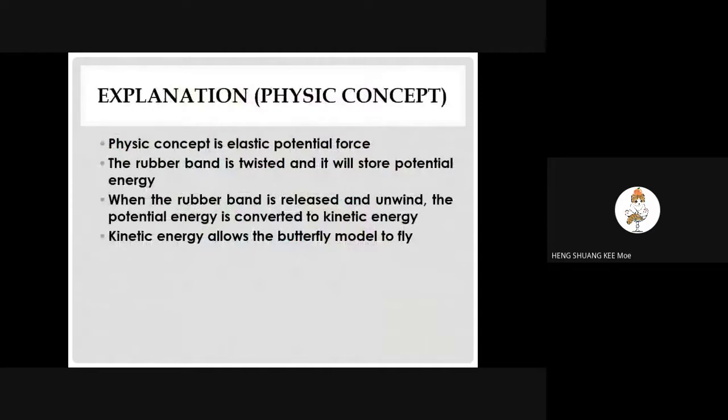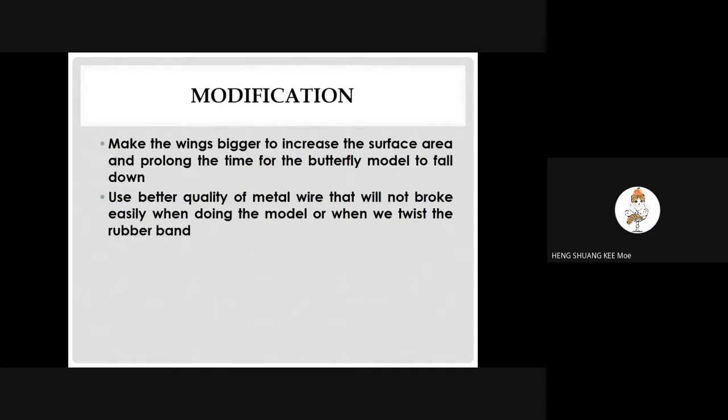Okay, now is my explanation about the physics concept. My physics concept is elastic potential energy. The rubber band is twisted and it will store potential energy. When the rubber band is released and unwinds, the potential energy is converted to kinetic energy. This kinetic energy allows the butterfly model to fly.